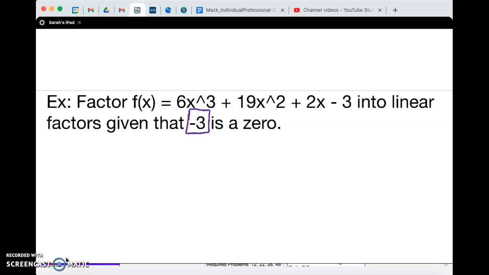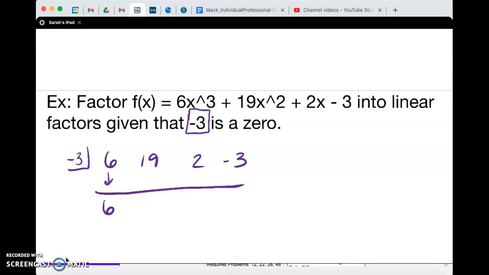So since this isn't written as a factor, -3 is in the box. And then my coefficients are what? Okay. And we're dropping 6. Then we multiply. And add. And then multiply. And then add. And then multiply. And then add. Okay. So this verifies -3 is a 0.